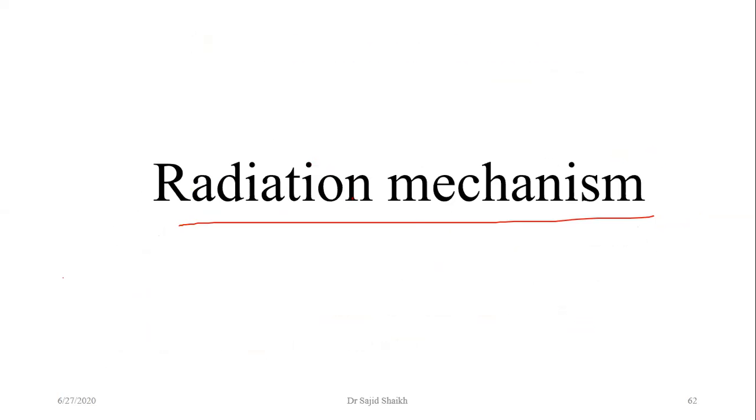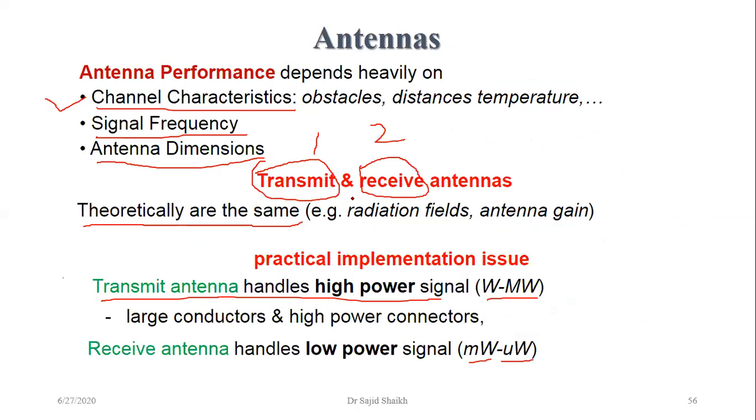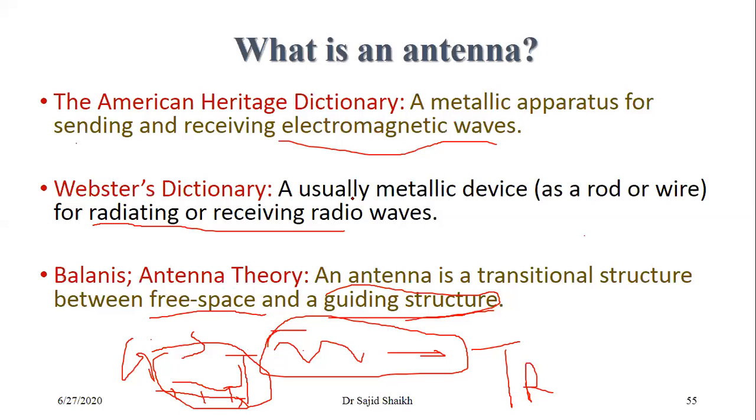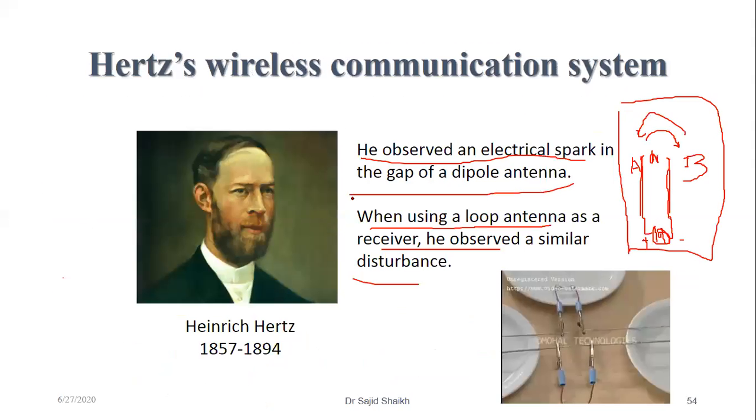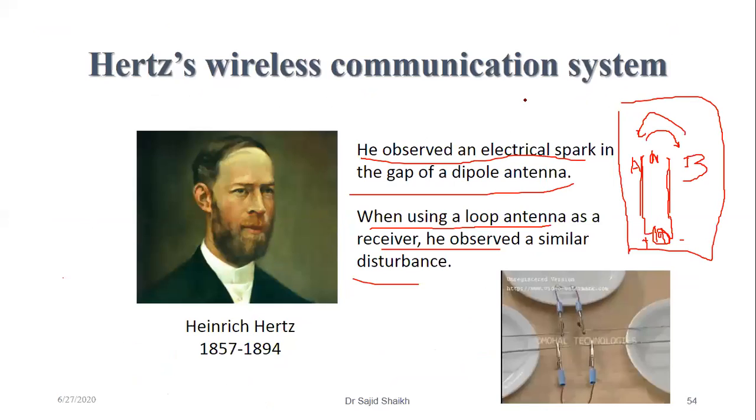If I want to summarize today's lecture, what we discussed: first, the difference between the antenna and transmission lines. Second point, the invention of antenna, what experiment was done by Hertz, which we already discussed. The antenna was invented in 1857.